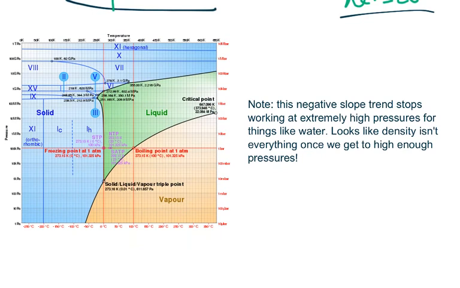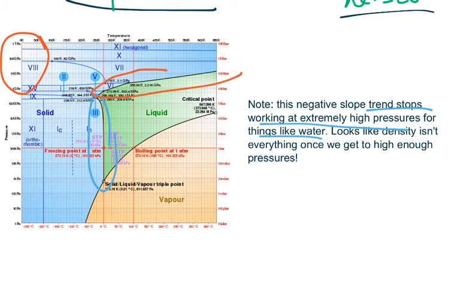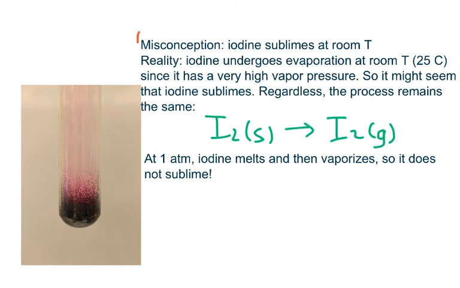Now, this is the full phase diagram for water, and as you can see, it does have a negative slope at the beginning, but it stops working at extremely high pressures for things like water. So as you can see, at high enough pressures, the liquid-solid boundary reverts back to a positive slope, and it looks like density isn't everything once we get to high enough pressures. So yeah, let's move forward and look at a common misconception.